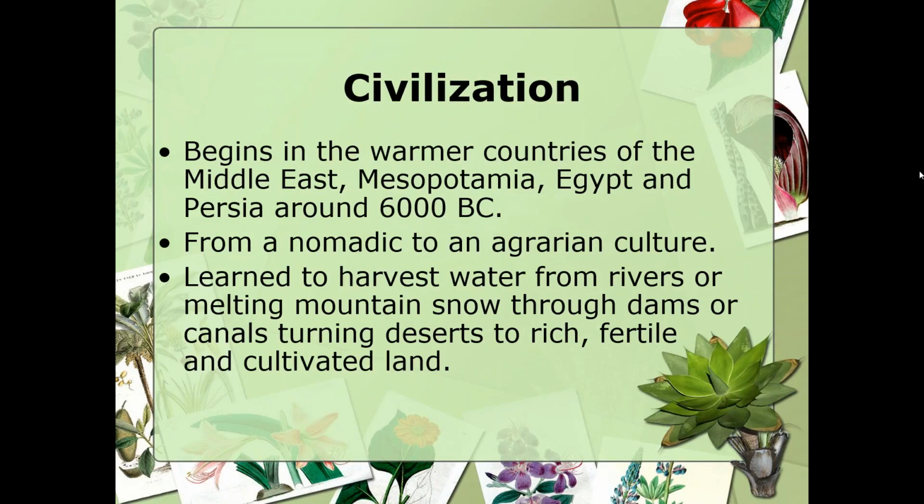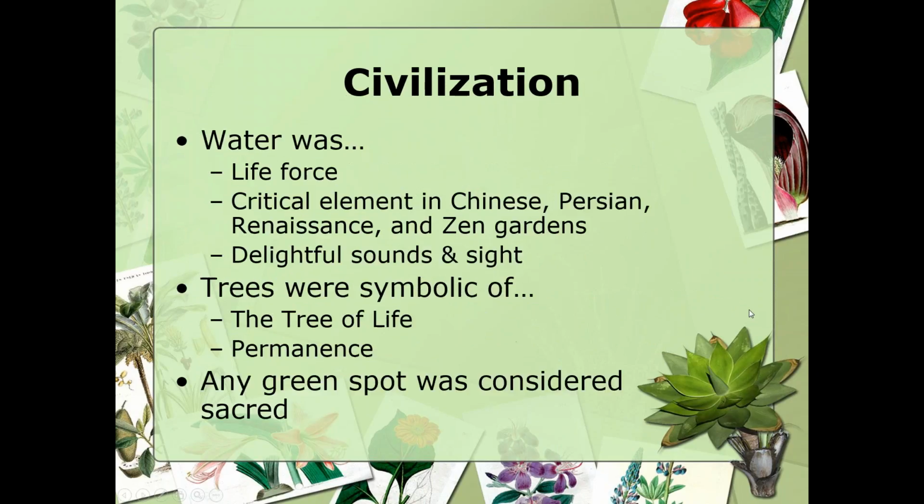So civilization begins in the warmer countries of the Middle East, Mesopotamia, Egypt, and Persia around 6000 BC. Then from a nomadic to an agrarian culture, so from wandering to actual farms. They learned to harvest water from rivers, melting mountain snow through dams, canals, turning deserts into rich, fertile, and cultivated land, which is absolutely awesome when you really get down to think about it.